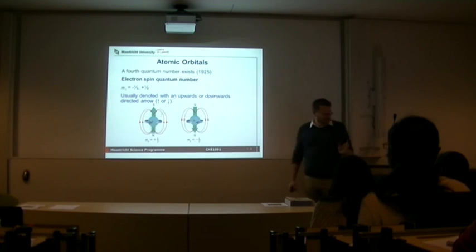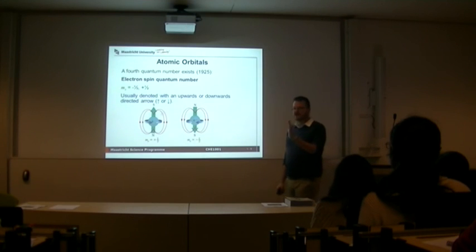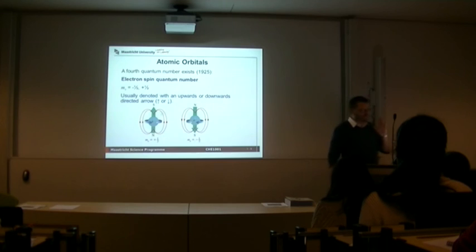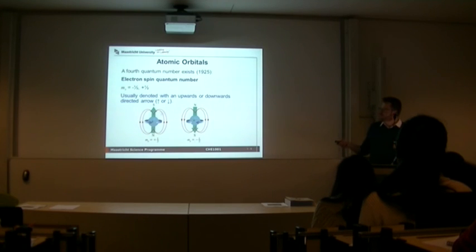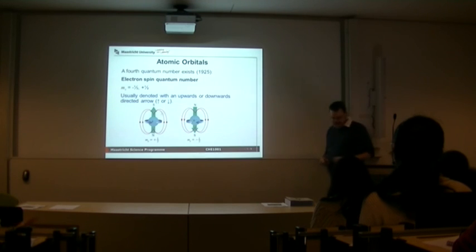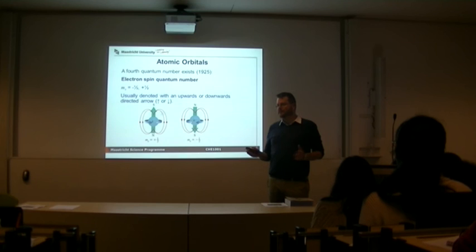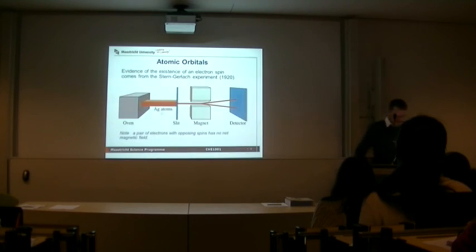Now, the rule here is that each of those orientations I just discussed, in other words, the magnetic quantum number, can have a maximum of 2 of these within it. So, in other words, every orbital can have 2 electrons. One spin up, one spin down. And that's basically the story.